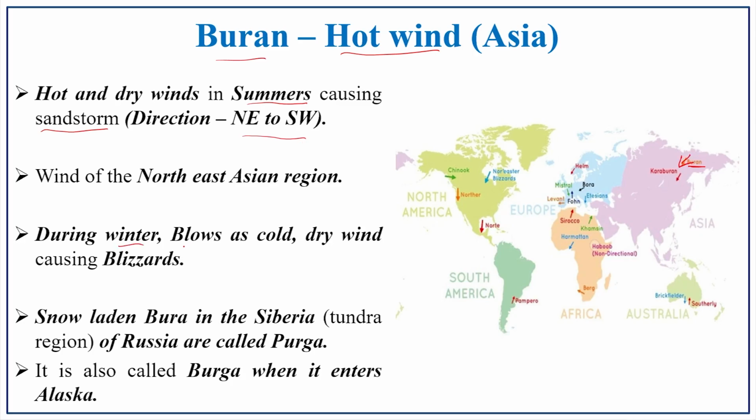During the winter, it blows as a cold dry wind, causing blizzards in this region. So, even though it originates in summer, its characteristics change in the winter season and it brings blizzards in this particular locality. The snow-laden Buran in Siberia, the tundra region of Russia, is called Purga. Each and every region, when it travels, the name is different. In Russia it is called Purga, and when it enters Alaska, it is called Burga.